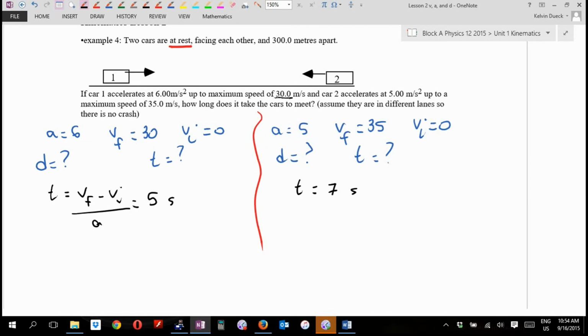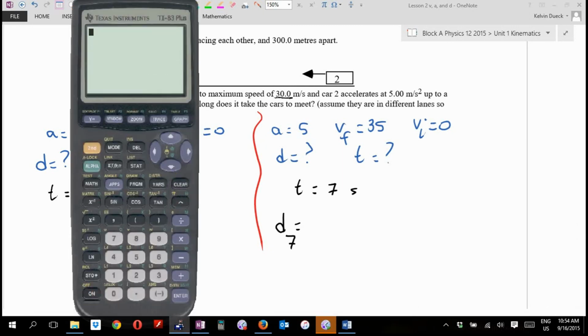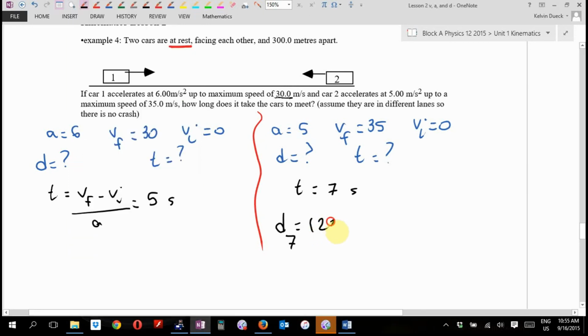How far does this guy travel in 7 seconds? It's going to be vi t, 0, plus a half a t squared, 7 squared. So he hasn't gone halfway yet. So once he gets to his top speed, he's going to keep going. Is that right? You okay with that?